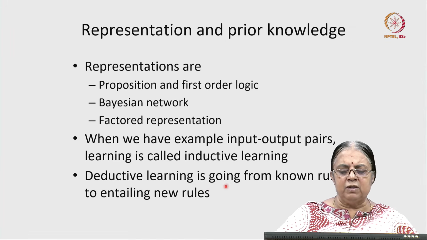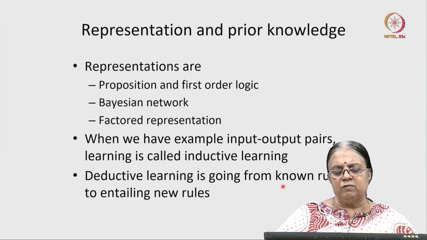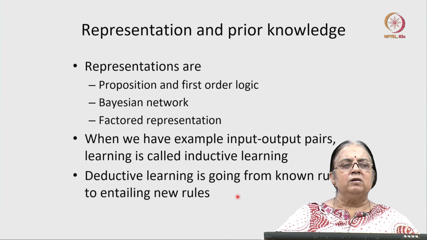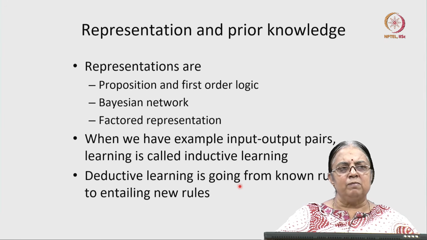And deductive learning is from rules. We have rules, and how do you deduce a new rule from that? For example, all crows are black.